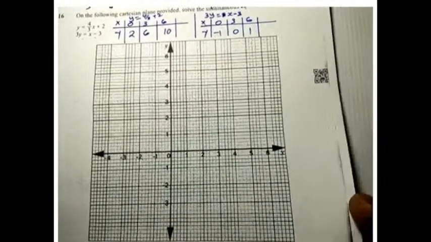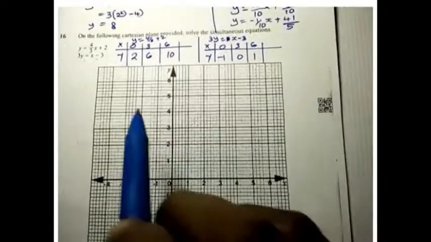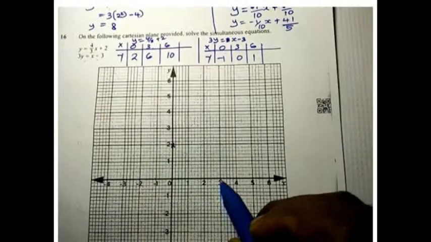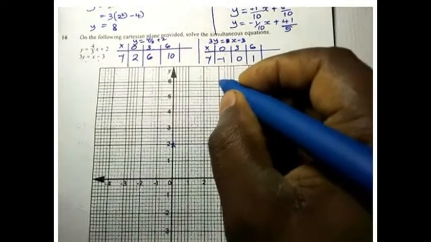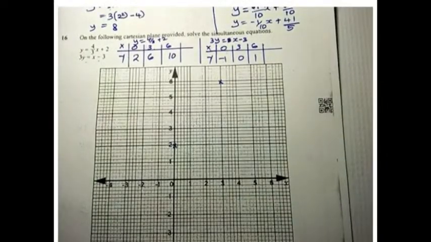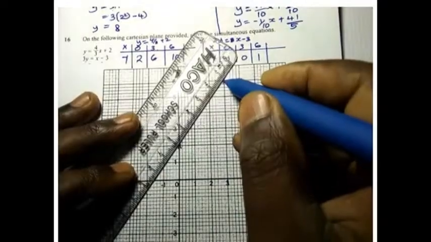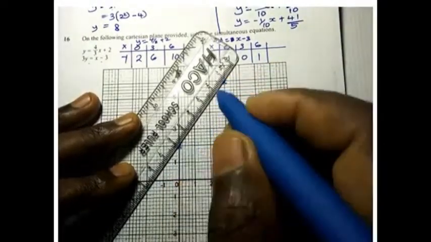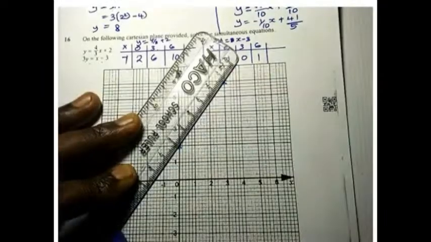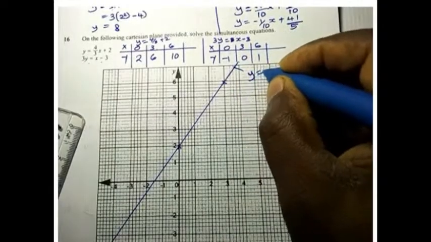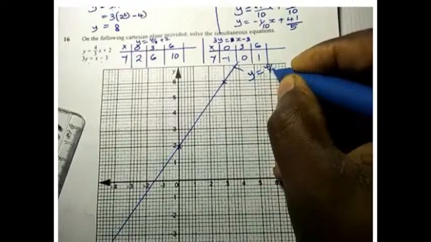So first, when x is 0, y is 2, so you put the point there. When x is 3, y is 6. 2 points are enough to draw. So you put your ruler on the points, and then you draw a straight line like that. And this is the line y is equal to 4 over 3 x plus 2.